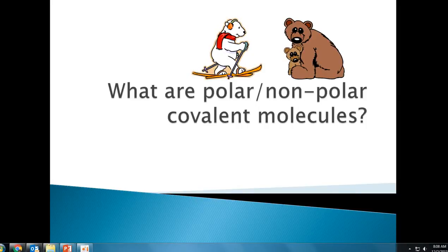So today we're going to look at polar and nonpolar covalent molecules. You already have some background information on covalent molecules. Covalent molecules are formed when electrons are shared between two elements, and those elements are made up of nonmetals. So nonmetal elements generally will share their electrons, forming a covalent bond.